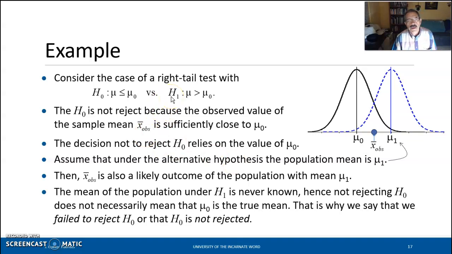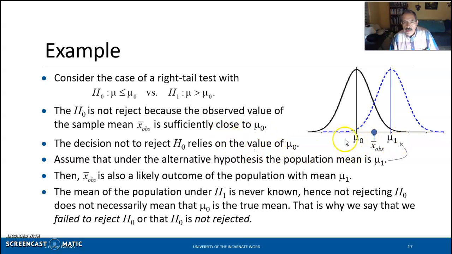So consider this case of a right-tailed test, where the population mean is claimed to be less than or equal to some value mu sub 0. Under the alternative hypothesis, the mean is bigger than that known value mu sub 0. If we look at this diagram and look at the observed value of the statistic, you see it's pretty close to the null hypothesis, very close to the mu sub 0 value under the null hypothesis. For that reason, we will not reject the null hypothesis.